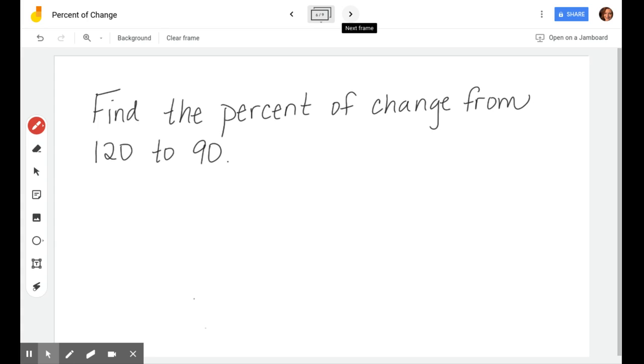I'm going to end up with the negative because I always follow that same pattern of new minus old. So in this case, it's changing to 90. 90 is the new one minus the old one, which is 120 because that's what it started from. I'm going to divide it by the original 120. So that gives me negative 30 divided by 120. And again, you don't have to type a negative in your calculator.